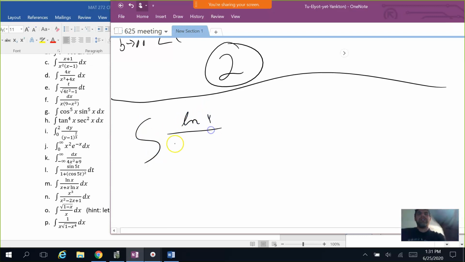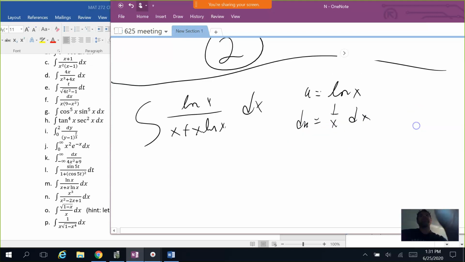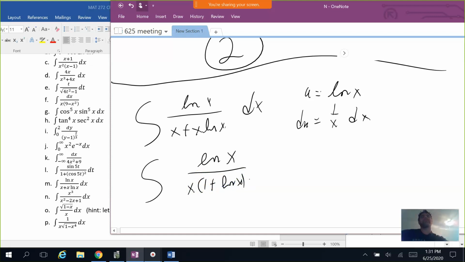Integral of natural log x over x plus x natural log x dx. If I had to guess, I would say first we're going to do a U substitution. If I let u be natural log x, then du is just 1 over x dx. If I factor x out of the denominator, I end up with x times 1 plus natural log x.